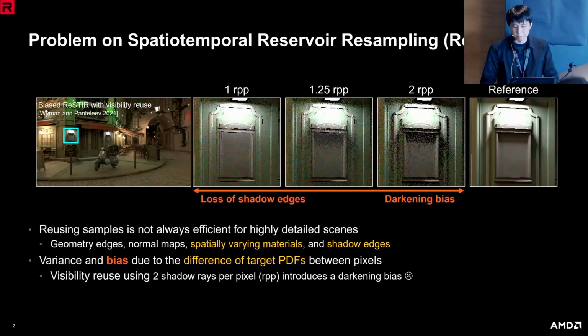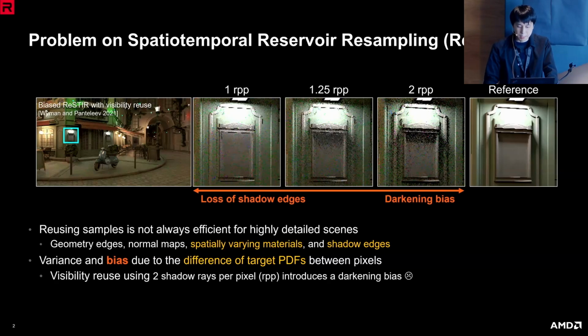ReSTIR is a powerful technique to increase the number of candidate samples for resampled importance sampling. It reuses samples from past frames and spatially neighboring pixels. However, reusing spatially neighboring samples is not always efficient for highly detailed scenes because each pixel has a different target PDF due to geometry edges, normal maps, spatially varying materials, and shadow edges.